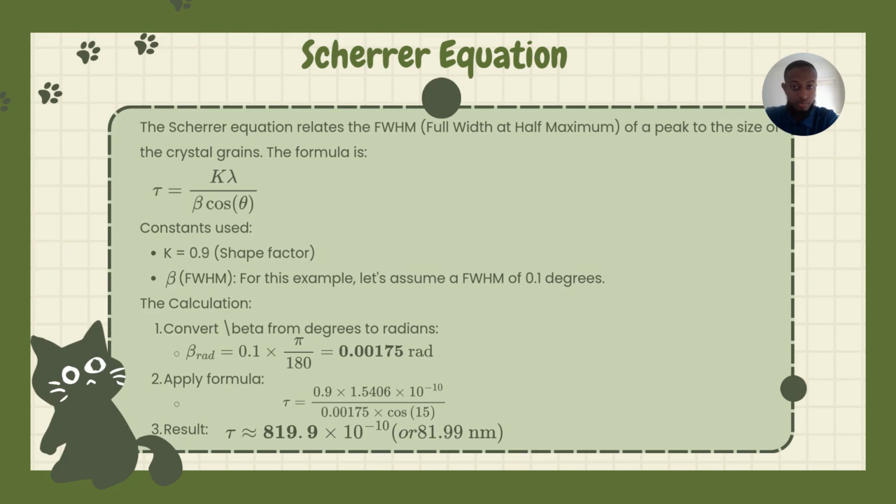For the calculation, first we need to convert β from degrees to radians. So 0.1 multiplied by π over 180, we get 0.00175 radian. After that, we substitute all the values in the formula, and we use the same θ as previously, 15. So we get the value τ equal to 819.9 angstrom, or 81.99 nanometer.